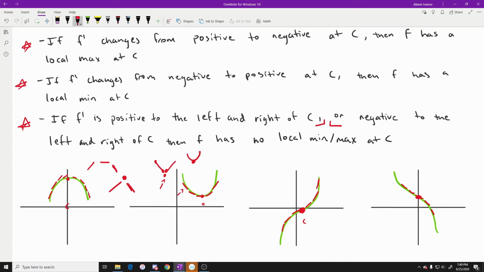The min would actually keep on going forever, and the max would keep on going forever as well in both functions. So this one and this one. So c is not a min or a max. That's all these things say. So again, if we change from positive to negative slope, that means that we've hit a local max. And if we've changed from a negative slope to a positive slope, that means that we've hit a local min.